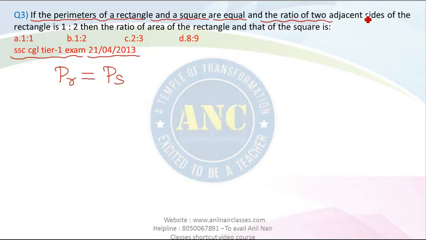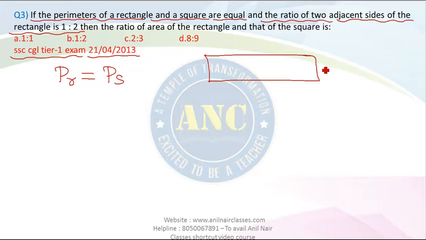And the ratio of two adjacent sides of a rectangle is 1:2. That means there is a rectangle, and the ratio of two adjacent sides is given as 1:2, right? Then find the ratio of the area of the rectangle to the area of the square. Area of rectangle to area of the square ratio is what I require.